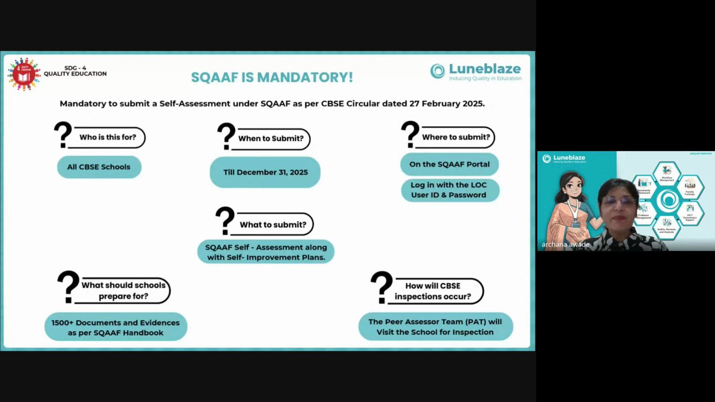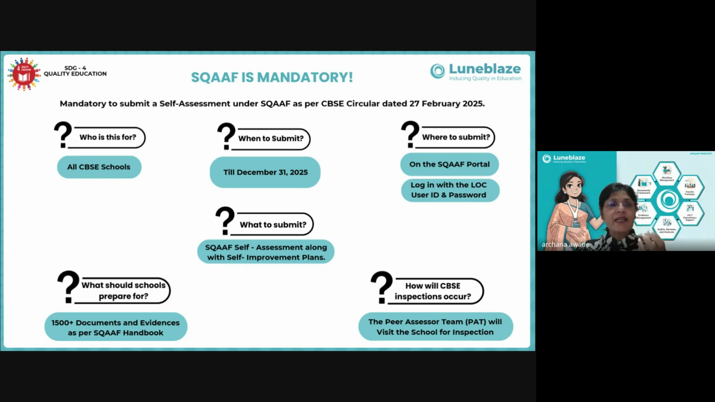You are welcome, Preeti ma'am. So who is this for? This SQAAF framework is for all the CBSE schools across the country as well as abroad. What should schools prepare for? The school needs to prepare over 1,500 plus documents and evidences as per the detailed SQAAF framework. And this covers every domain, standard, and subdomain of the framework. When to submit? The final date for submission is December 31st, 2025.